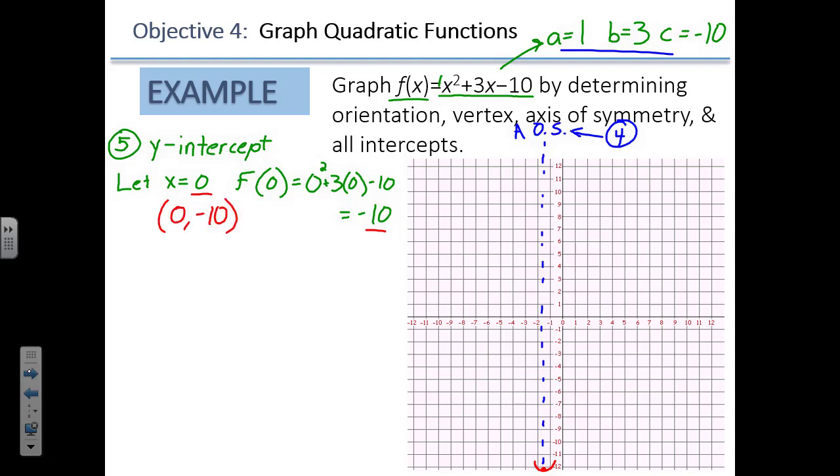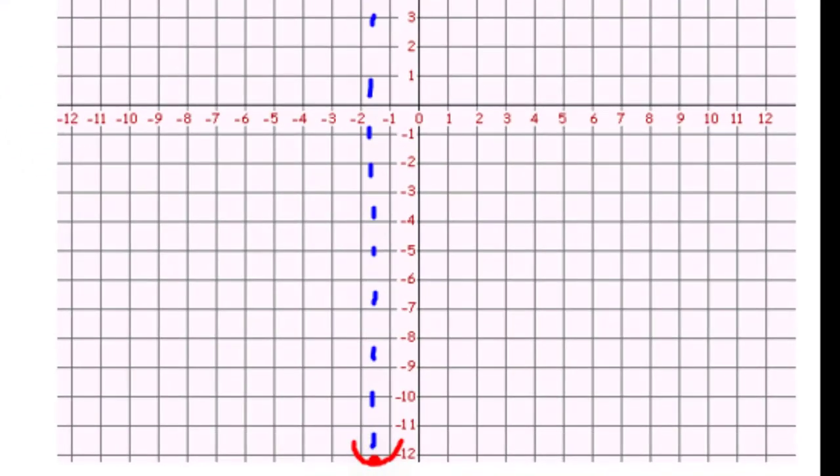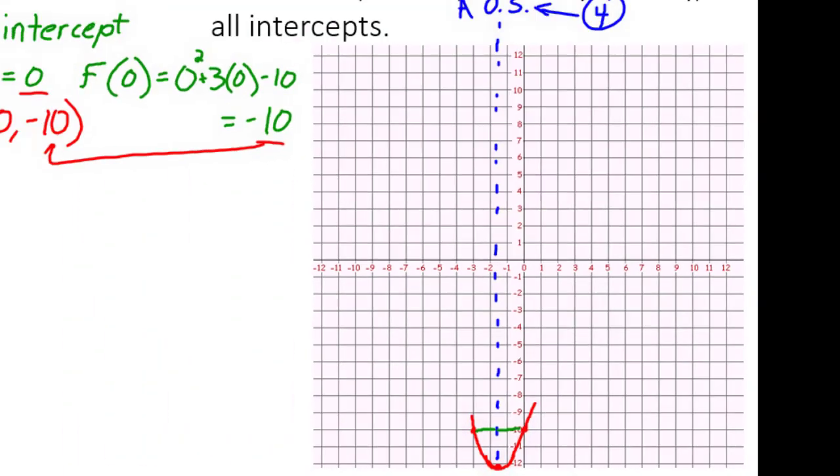Because an input of 0 yields an output of negative 10. That's a point on our parabola. So we can plot that right here at 0, negative 10. That is our y-intercept, and we know the parabola has to pass through that. Now, note here that we have another point for free. That point is 1.5 units to the right of the axis of symmetry, so we must have a matching point 1.5 units to the left. And so we'll have another matching point right there, and the parabola has to pass through that point.